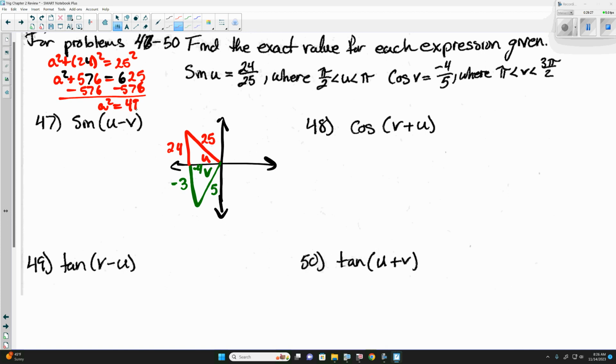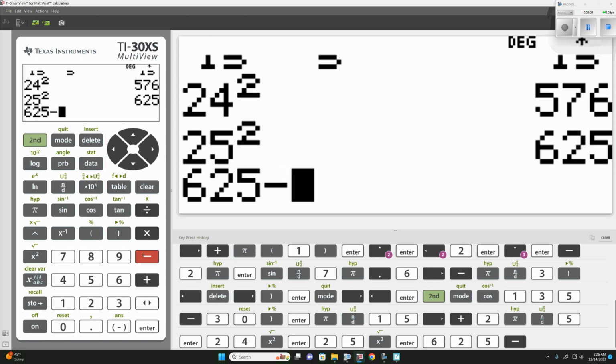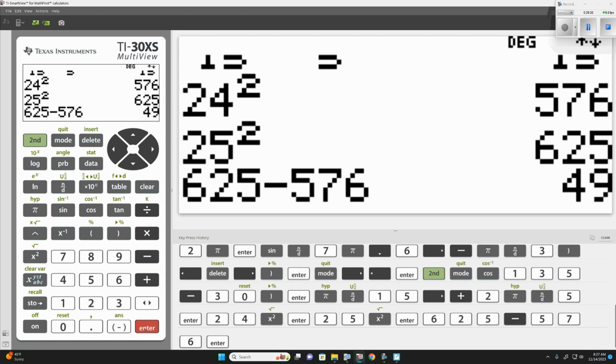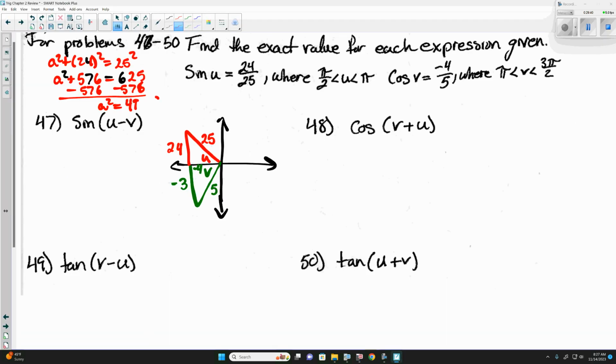I'm feeling that's 49. Seven. So it means the other side for u is -7. Yes? Okay. Sine of u minus v.